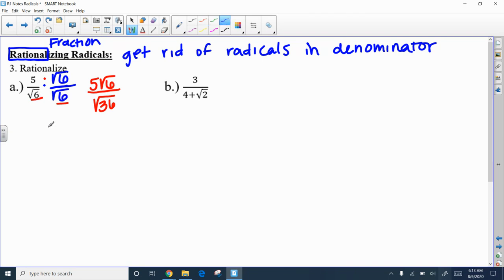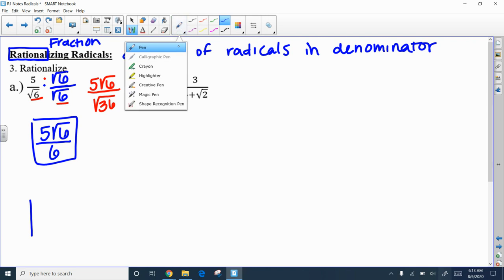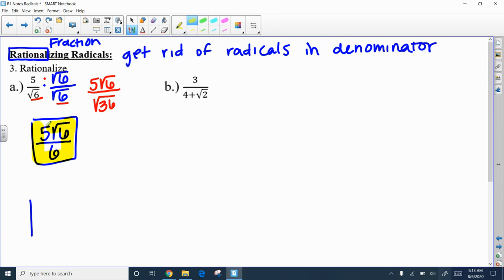So notice here the top doesn't simplify. We have 5 square root of 6, but the bottom does. Square root of 36 is just 6. It's not under the radical anymore. So that would be our simplified answer. Notice it still has a radical in it, but the difference is the radical is not in the denominator. So that is the goal of rationalizing, that we don't want any radicals in the denominator.